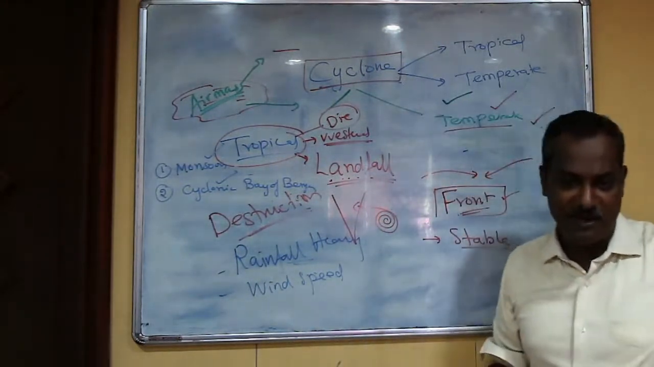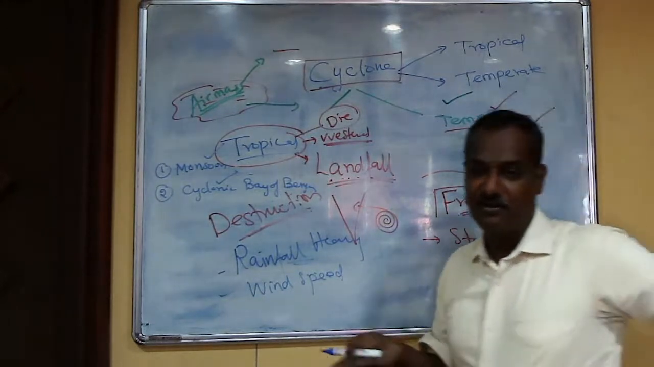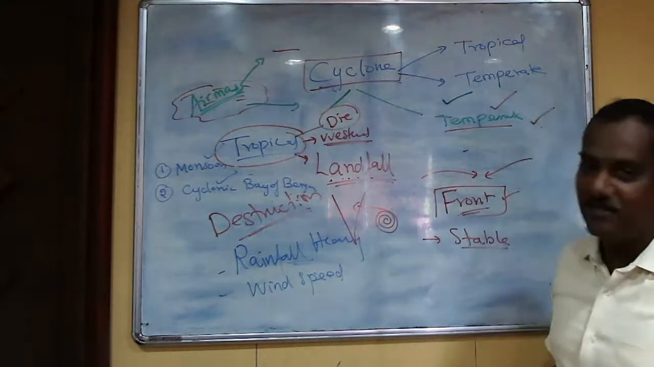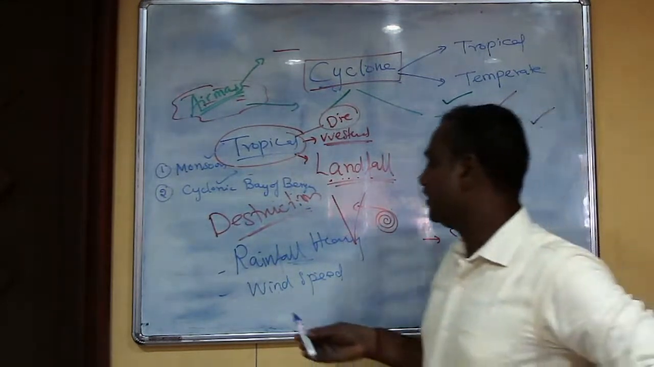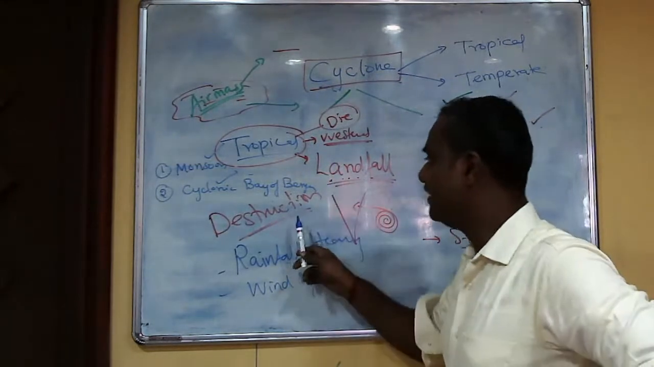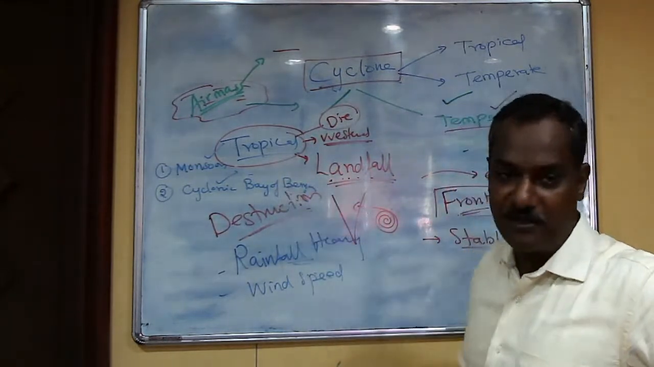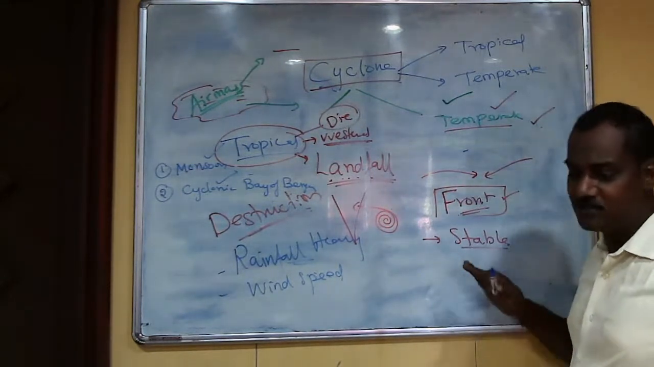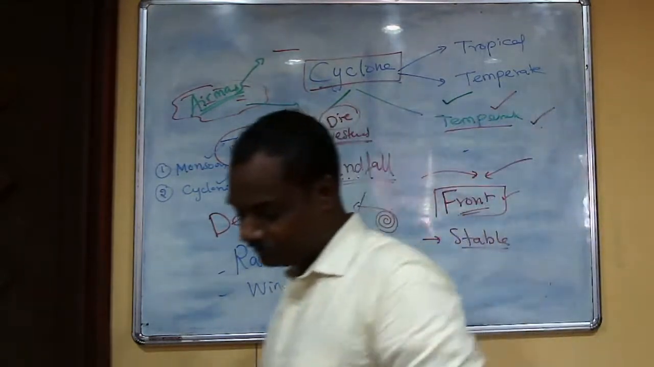I think Ernakulam is in orange alert, and tomorrow I think it is coming in red alert. I saw yesterday that heavy rainfall is coming the entire week. So wind speed will be high, rainfall will be high, and destruction will be high, all this in the tropical cyclone. The temperate cyclone is normal, not much rainfall, no high speed wind, nothing like that.